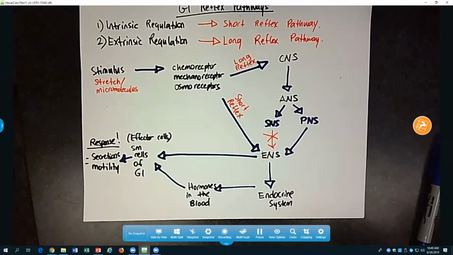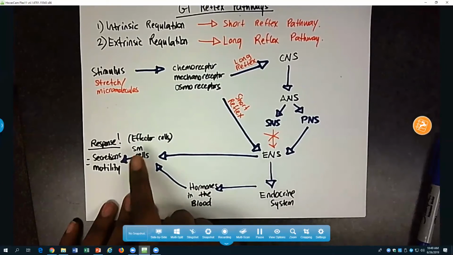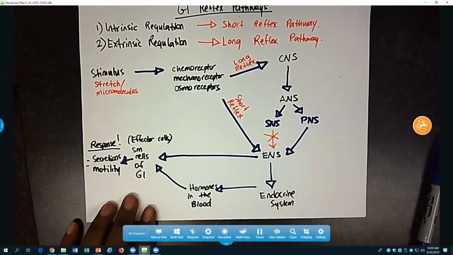So the big picture is that there are two ways to bring about responses in the gastrointestinal system. We can have a direct pathway where a stimulus engages a receptor directly to the enteric nervous system, which again are those two plexuses we talked about, the myenteric plexus and the submucosal plexus. And that will directly potentiate a response in the cell.